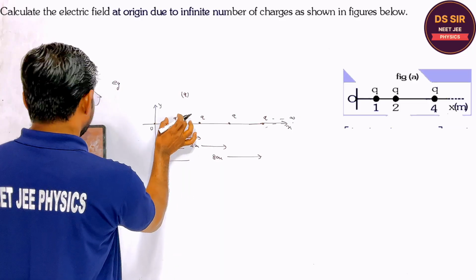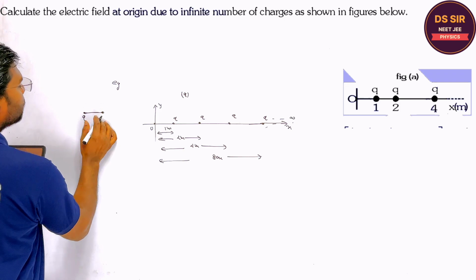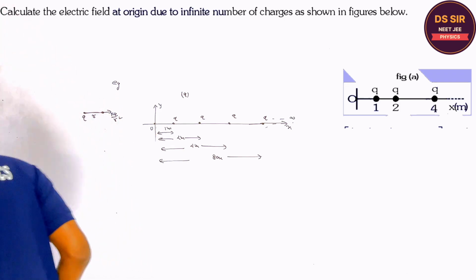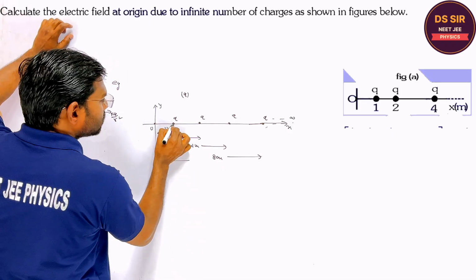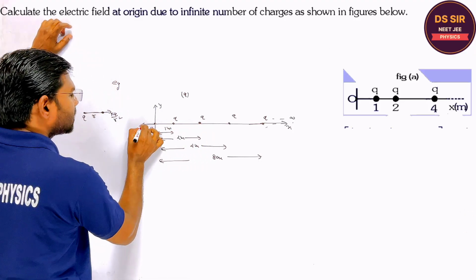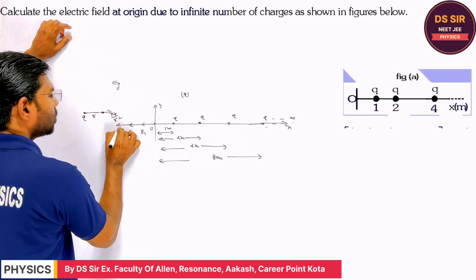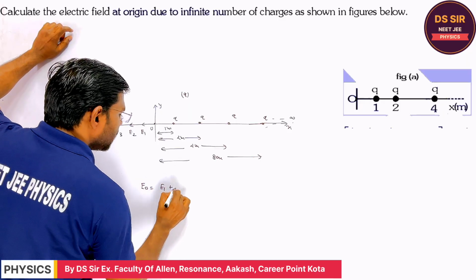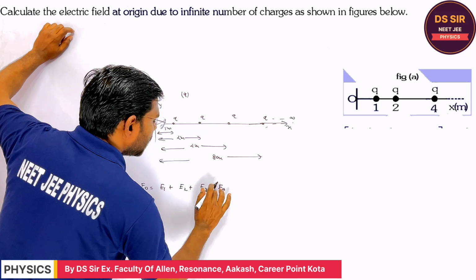Because of point charge Q, what is the electric field? The electric field is kq upon r square. This formula we are going to use. We are going to use the principle of superposition: at this point, because of this charge the electric field will be E1 in this direction, because of this charge E2 will be in this direction, and because of this charge the electric field will also be in this direction, like that. So the resultant field at the origin is E1 plus E2 plus E3 plus E4.